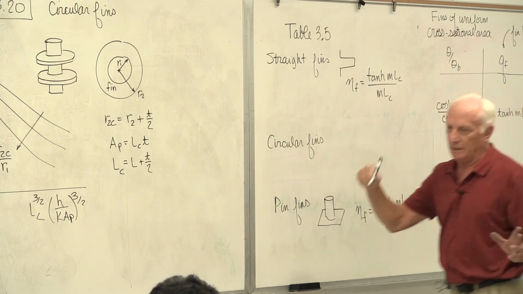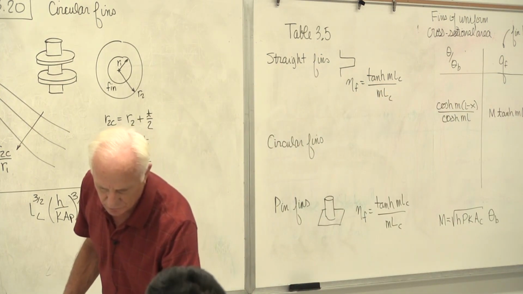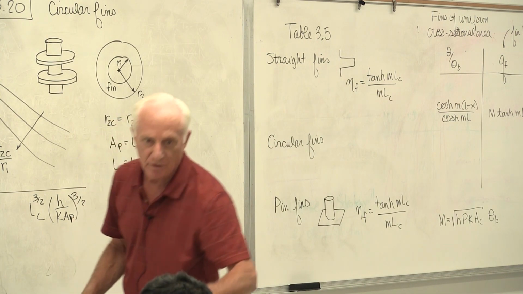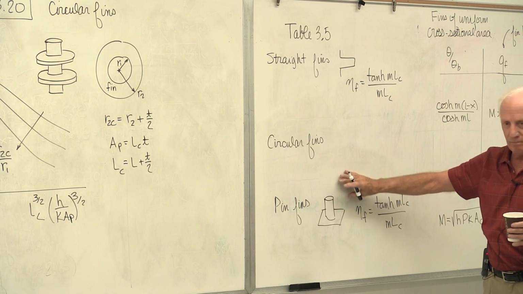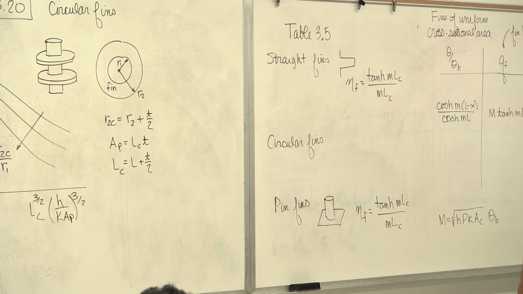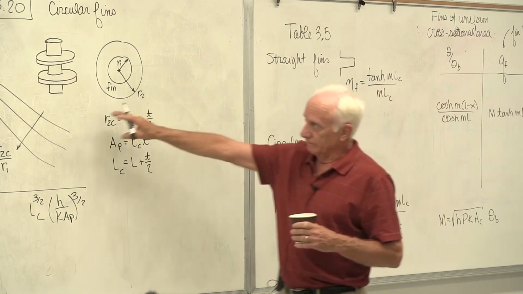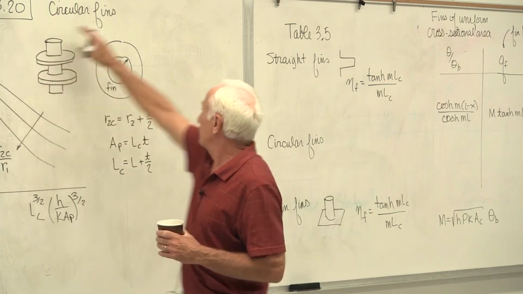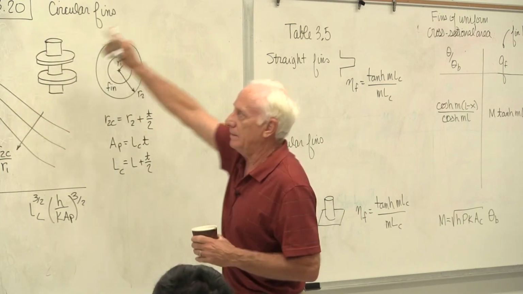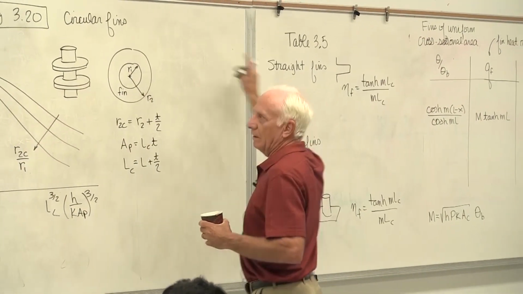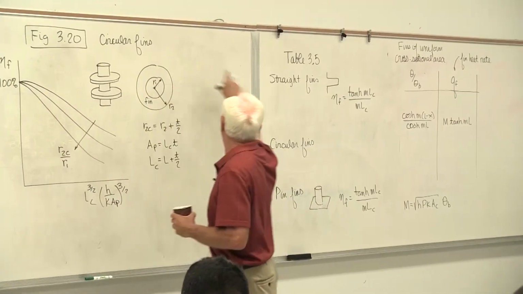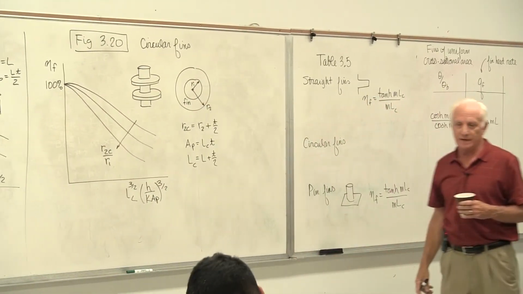They give you lots of fins on that table. 1, 2, 3, 4, 5, 6, 7. There are 7 on that table. I've shown you 2. There are 3 straight fins, 1 circular fin, 1 pin fin, 1 parabolic fin, 1 triangular fin. They're all on table 3.5 in equation form. So you have a choice of using table 3.5 or the graphs 319 and 320, because circular fins are here and they're here. Straight fins are here. Triangular fins are over here too. Two places to find them.